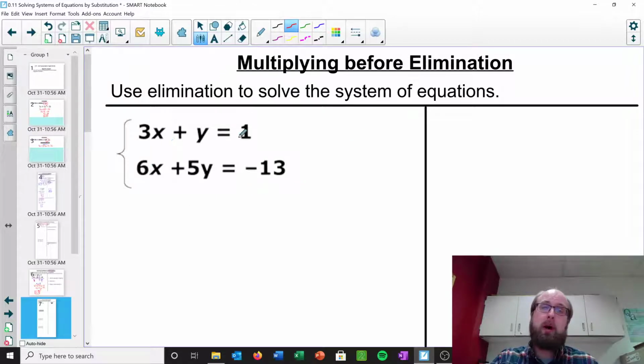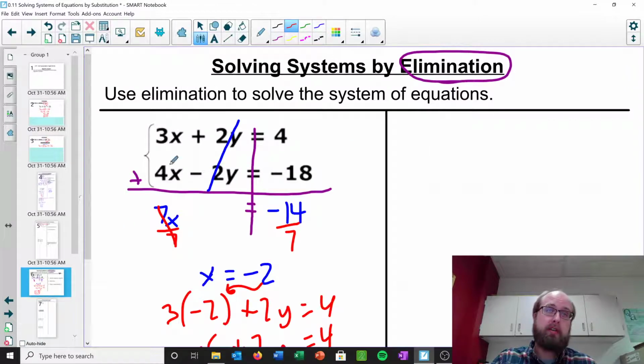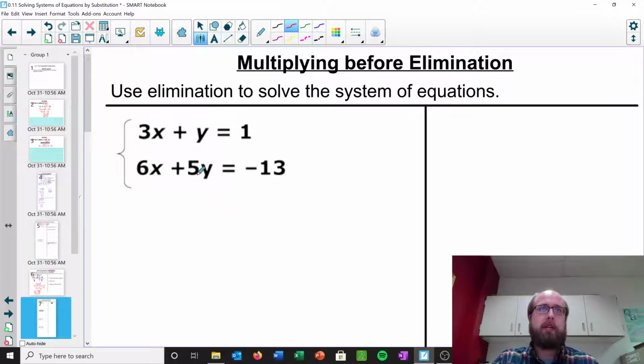So what we need to do on most problems is we first need to make it so that either the x's or the y's, doesn't matter which one of the two, will cancel out. Okay? And so let's see how we do that. Well, in this case, I have 3x plus y equals 1, and I have 6x plus 5y equals negative 13. What I'm going to do is look at either my x's or my y's, doesn't matter which one, and you want to ask yourself, what could I do to make it so that these could cancel out?